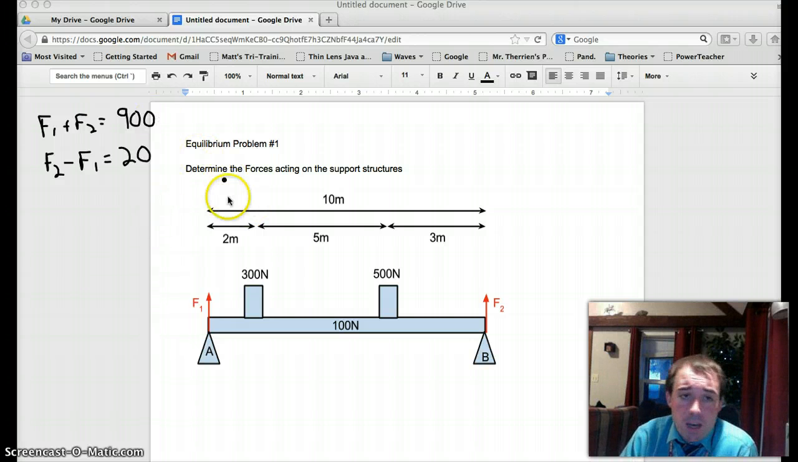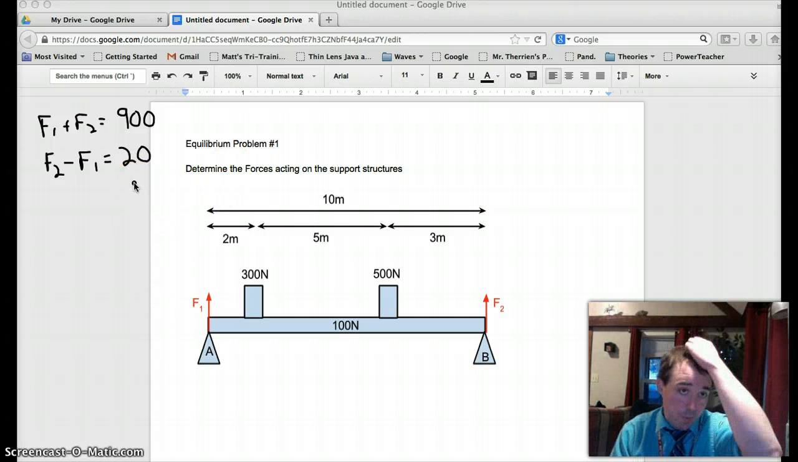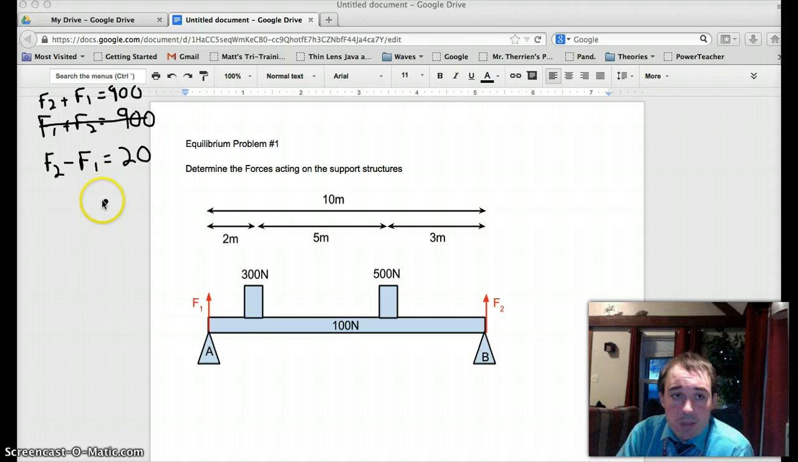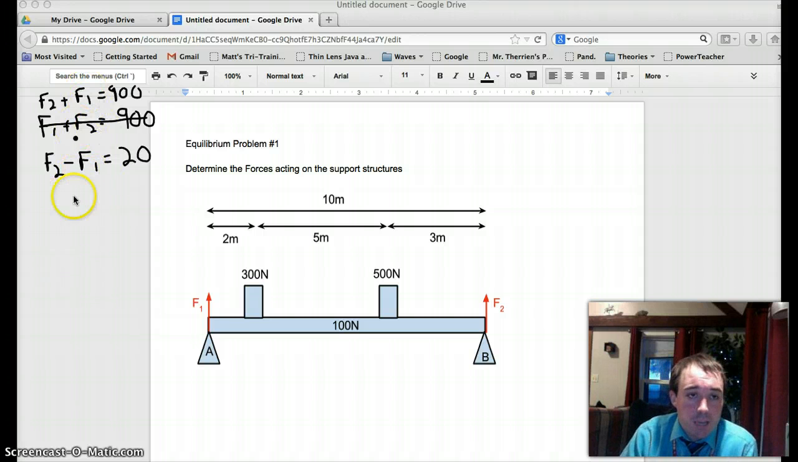A lot of you will be able to do this in your head, but really what we can do is just solve the system of equations. I'm just going to rewrite this top equation as F2 plus F1 equals 900. Didn't change anything, just switched because 4 plus 5 is the same as 5 plus 4, and that way we have it a little bit more organized. There's a couple different ways you can do this. Solve the top equation for F1, so F1 equals 900 minus F2, and then plug that in here and solve for F2 and then plug back in.